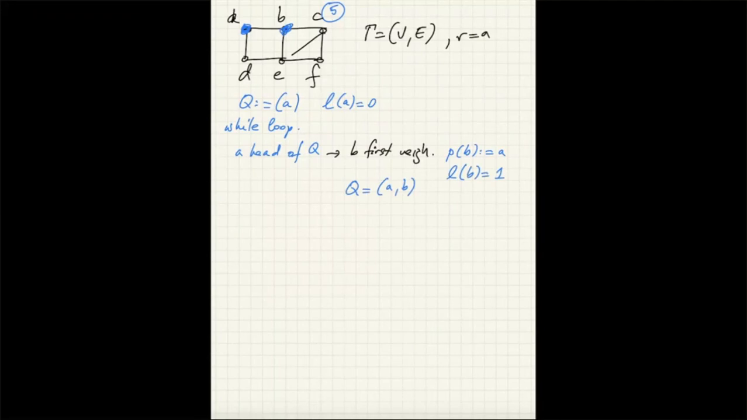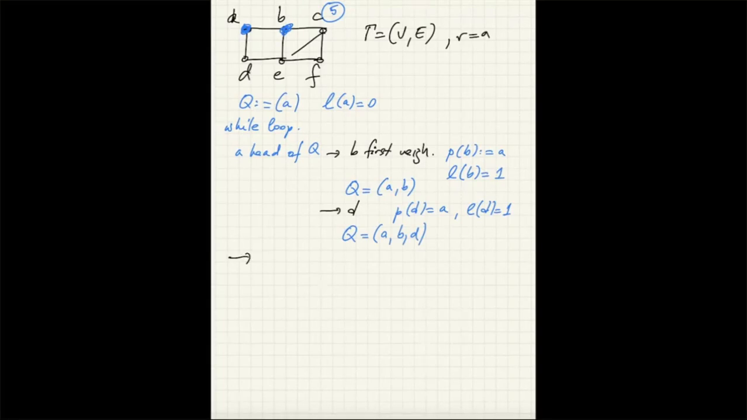Then in the same queue, A is ahead. Does it have a neighbor that hasn't been visited? Yes, D is the neighbor. And in this situation, we do the same thing. We do the parent of D equals A, the level of D equals 1. And now the Q becomes A, B, D.